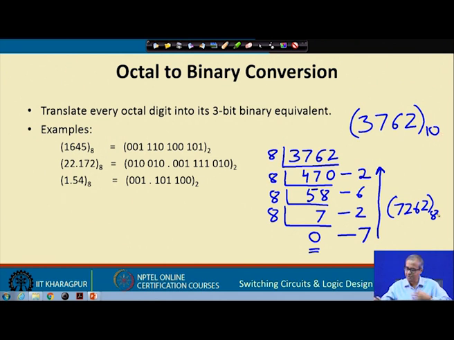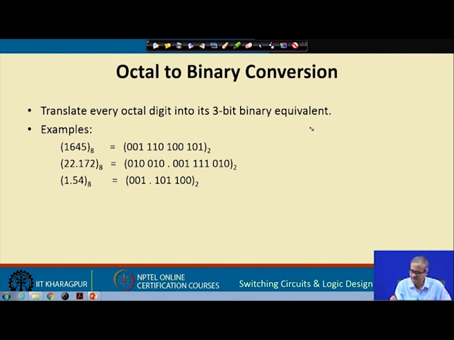So conversion from decimal to octal can be done in this way, following a principle almost identical to that for decimal to binary. The only difference is that here you are dividing by 8 instead of dividing by 2. For the fractional part it is the same, but this time instead of multiplying by 2 you will be multiplying by 8. Let me take an example again. Let us say I have the decimal number 0.356. I want to convert it to octal.